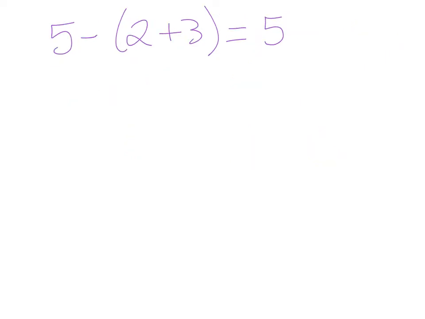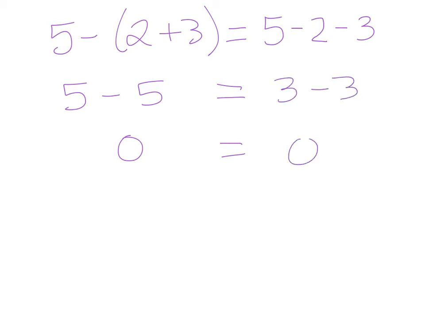So let's take a look at this problem again. The 5 is having subtracted from it the value of 2 plus 3. So the 2 is actually being taken away, and the 3 is being taken away. So if we write that as a separate action, first the 2 is being taken away, and then the 3 is being taken away. So now let's solve. 5 minus 5 on the left, which is 0. On the right-hand side, 5 minus 2 is 3, and 3 minus 3 is 0. So now they are equivalent.